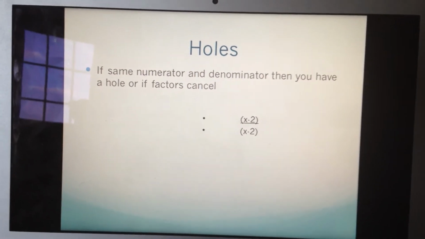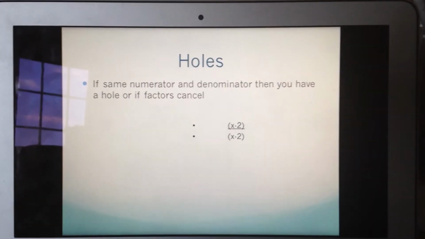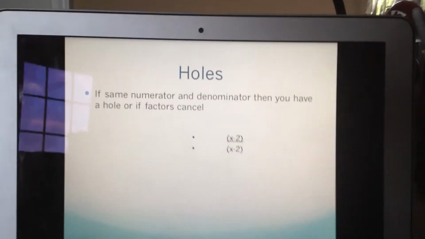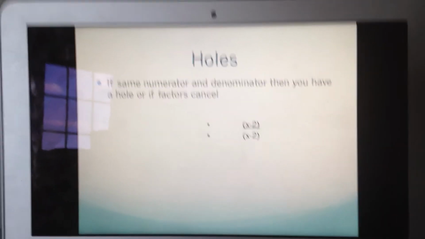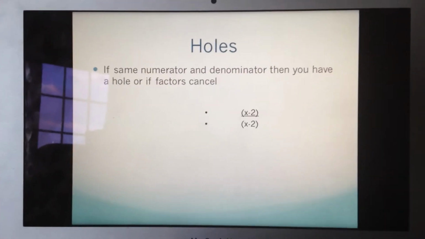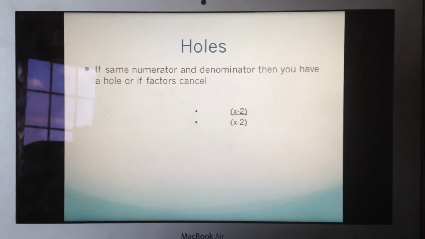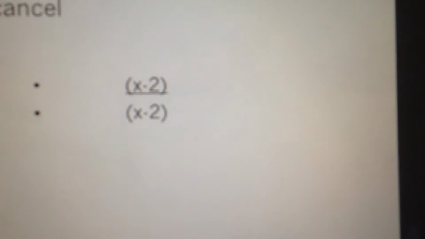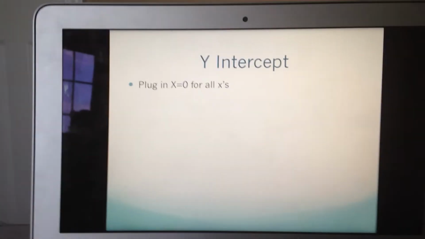Next thing you need to know is holes. If the same numerator and denominator factor occur, then you have a hole, or if your factors cancel is another way of putting it. Holes are basically in your function. You have a hole, nothing can be there. So you get this if you have something like that as your function, x minus 2 over x minus 2. Well, you cancel those both out. That must mean you have a hole. Okay, so that's always important to remember.